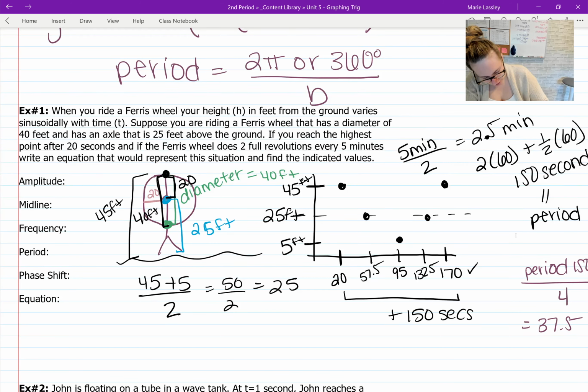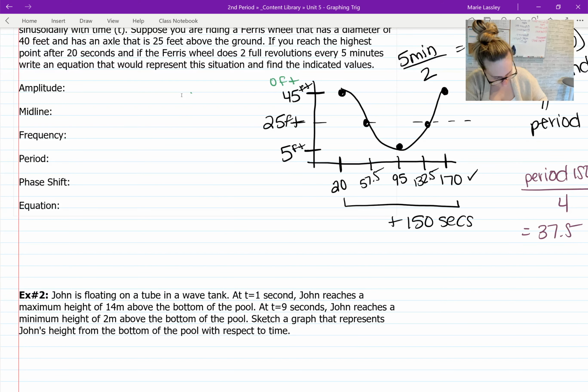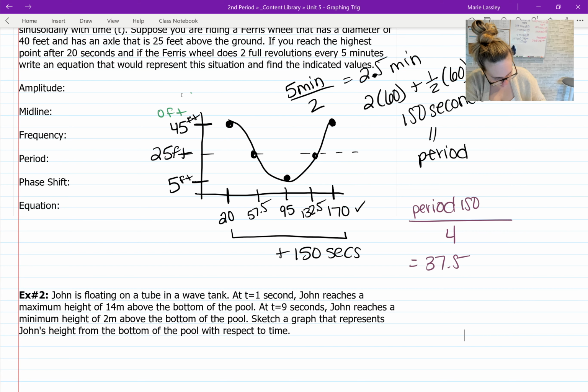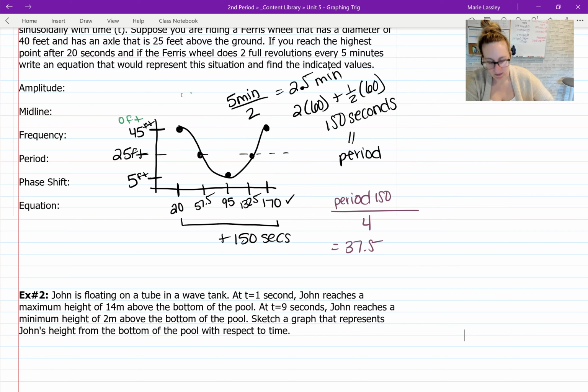I don't need this piece anymore. That was just to get my y values. Now I just need this part, so I'm just going to move it over. There we go. Move it over, do a little shrinkage. Technology is great sometimes. So I have my graph. There it is. Now I can go through and find all my different values.